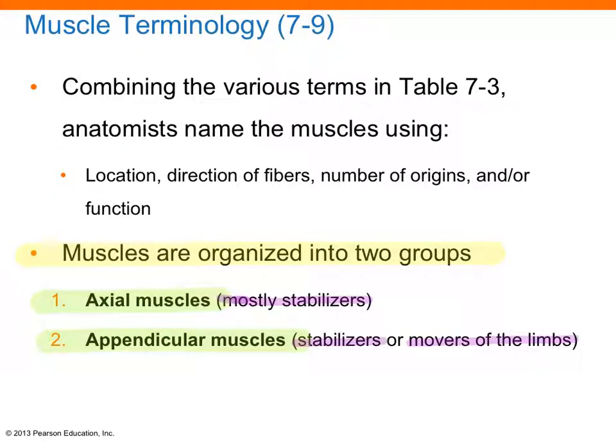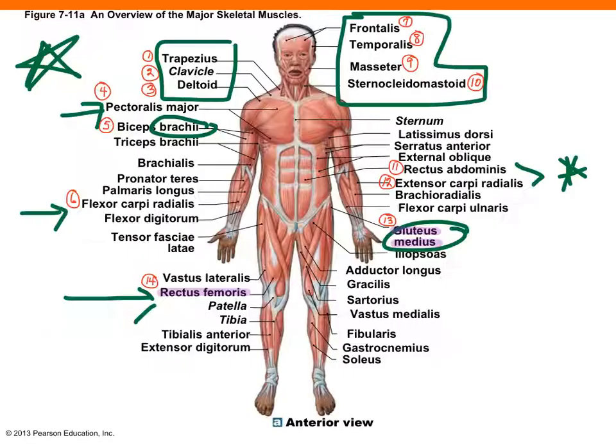With muscle terminology, they're organized into two groups: axial muscles, which are mostly stabilizers, and then their second group is appendicular muscles, and they're stabilizers or movers of the limbs. Now we're going to highlight some of the key or important muscles.